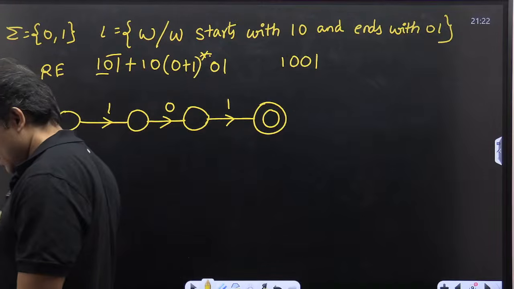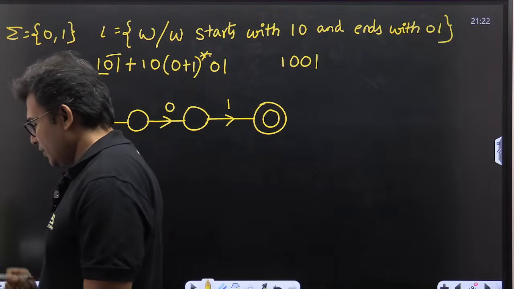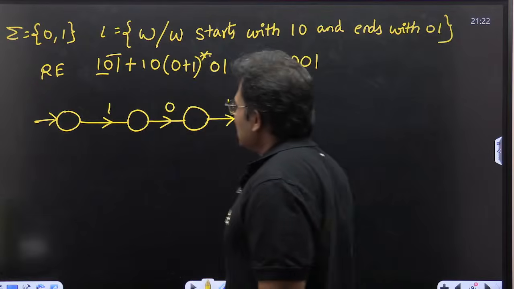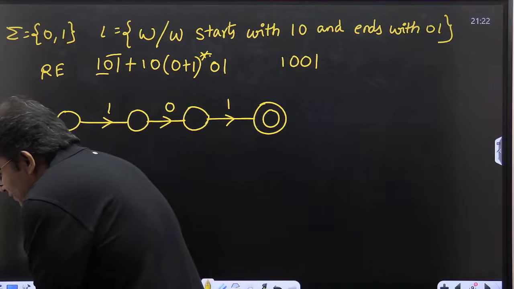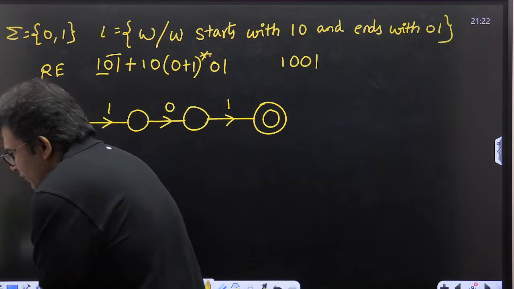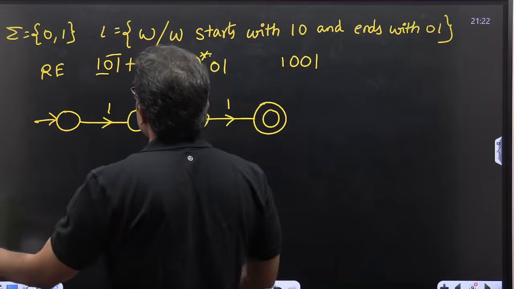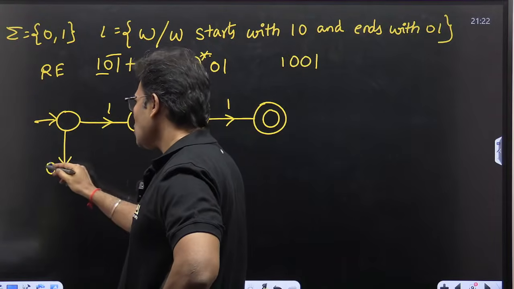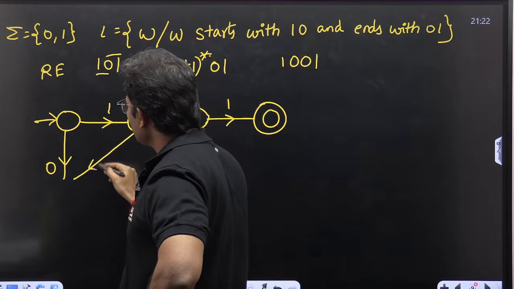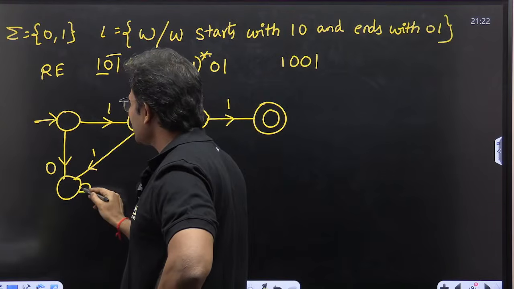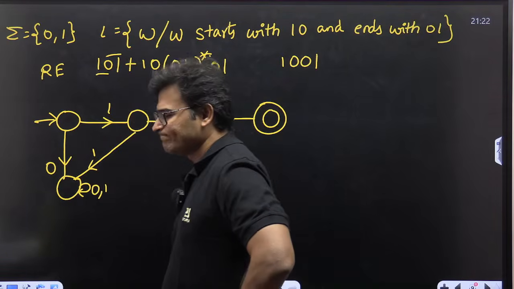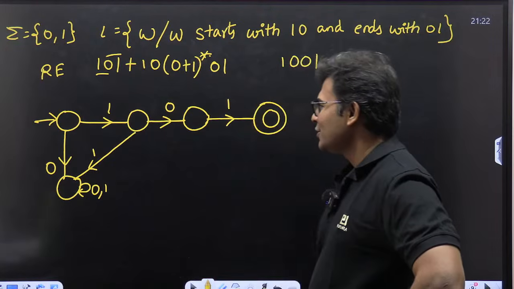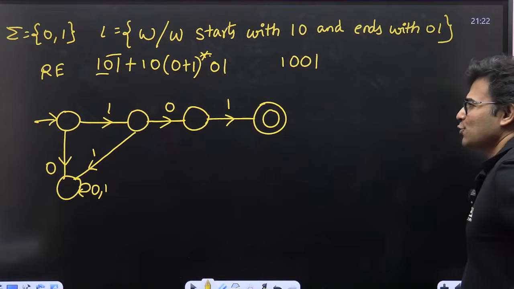Good. Who is this guy? Nikita Rai. Very good, Nikita. Only thing is you are not accepting 101, right? That is the thing, you need to accept 101. Very good. And it has to start with 10, right? So you can put the dead state. If it is starting with 0 or if it is starting with 11, you put the dead state. Cool.